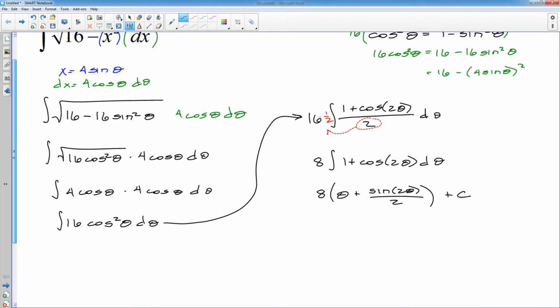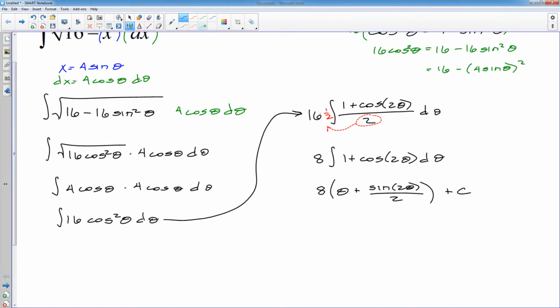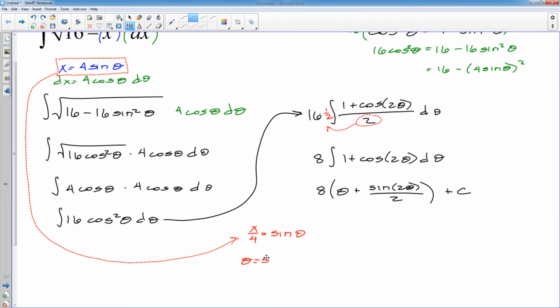So now I need to go back to my conversion, my substitution equation, which was x equals 4 sine theta. And I'm going to pull that down. And we need to use that to get rid of the thetas and get this equation back into terms of x. So if x equals 4 sine theta, that means x divided by 4 equals sine theta, which means that theta is the inverse sine of x over 4. And that's what I'm going to plug in for the theta here.